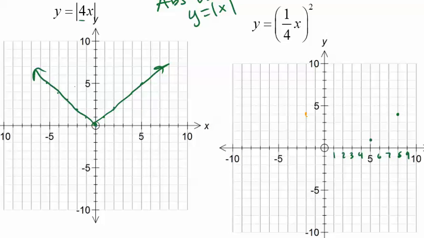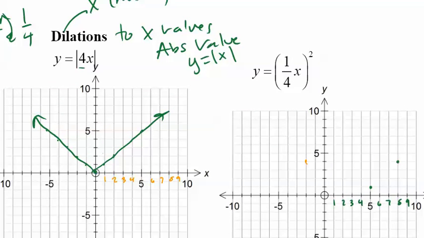Since we're paying attention to the x values, they're going to shrink by a factor of 4. That means they're being divided by 4, which is the same thing as multiplying by 1/4. So if x is 1, now it's going to be 1/4. If x is 2, now it's going to be 1/2. If x is 4, it's now going to be 1.